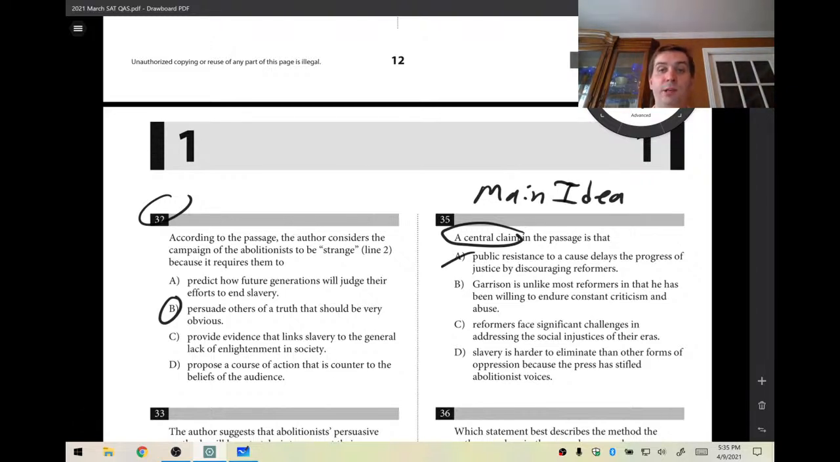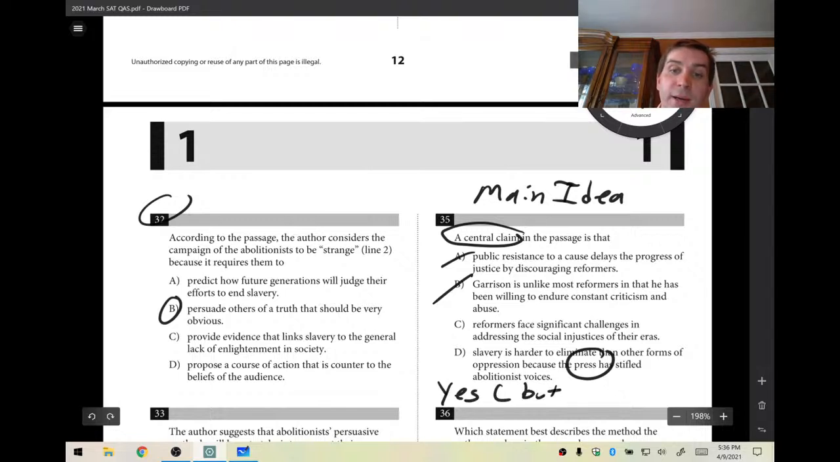Garrison, that other abolitionist, is unlike most reformers in that he has been willing to endure constant criticism and abuse. Is that in the passage? Nope. It's not in the passage. Let's look at D. Slavery is harder to eliminate than other forms of oppression because the press has stifled abolitionist voices. Does our author mention the press? Yes. But that's a detail, not the main idea.